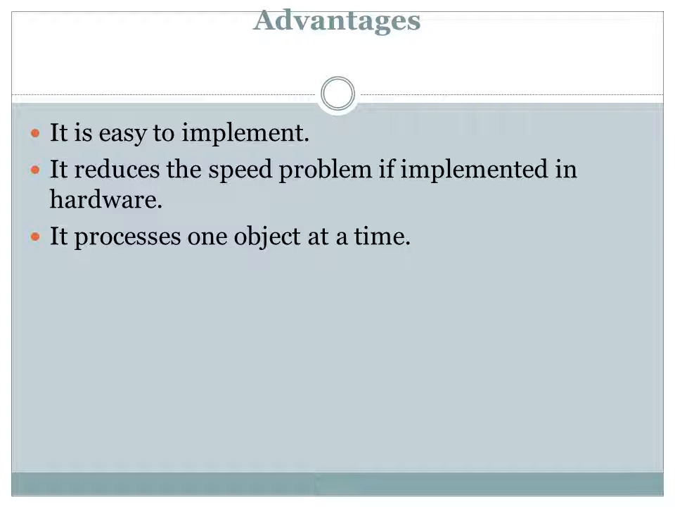The calculation procedure is implemented in image space, and it reduces the speed problem if implemented in hardware. It processes one object at a time. Even with a large number of polygons, it can be executed quickly. It is very easy to implement the Z buffer algorithm.